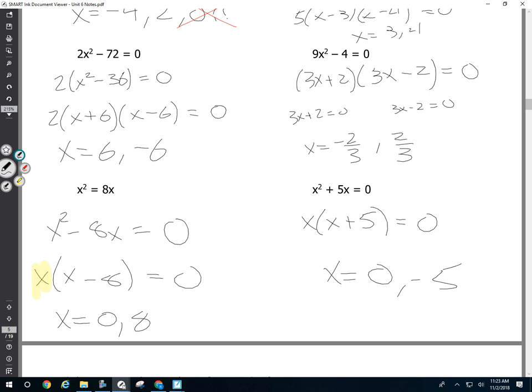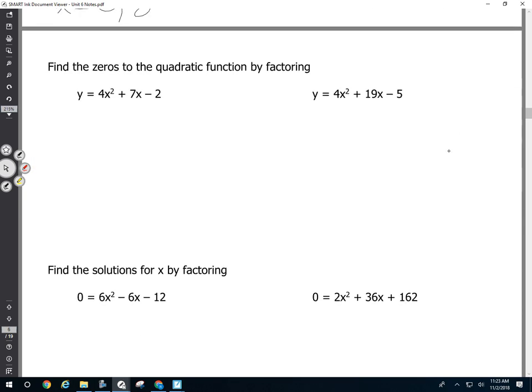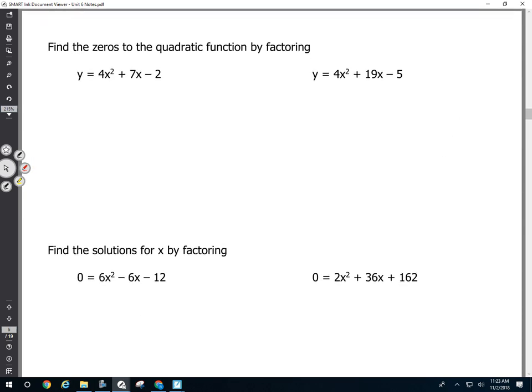Negative 5. Okay, now think about it. What makes the pieces 0? 5 doesn't make this 0. It'd be 5 plus 5, that's 10. I want this piece to be 0. Negative 5 plus 5 is 0, times negative 5 is 0. All right, so those are the easy factored ones. Let's get into the harder ones.